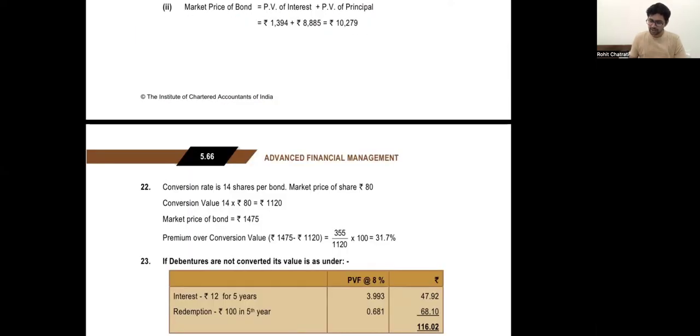Quickly looking at the answer, the conversion ratio is 14. We have the conversion value as 1120. Market price is 1475. Therefore, you have 355 divided by 1120. That is equal to 31.7 percentage.